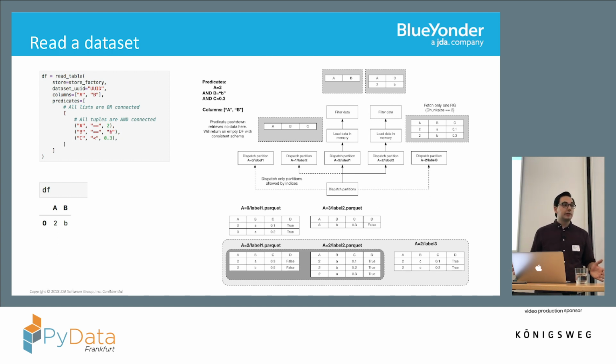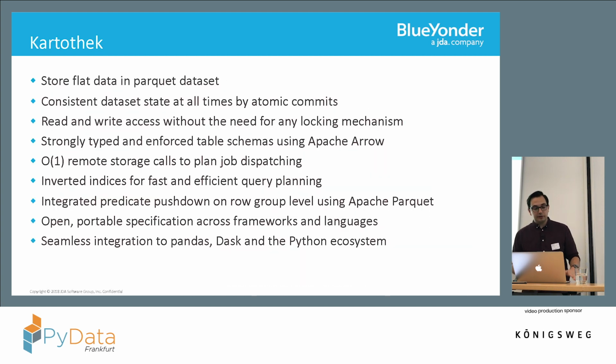And that's essentially it. We can read and we can write data, and that's everything we want to do. And if we summarize this, Kartothek does nothing else than store flat data as a Parquet data set. But, and this is very important, this is consistent. You don't commit any data which is not supposed to be there. You don't commit data from a failed run. You only commit what should be there.